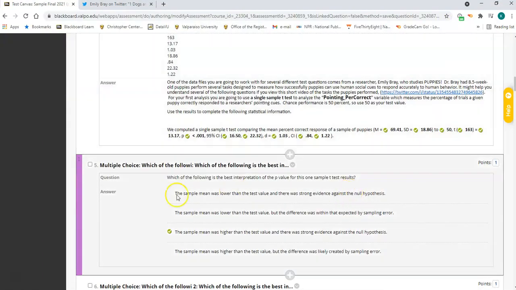And now we have to do the interpretation. This is the harder thing. This is only worth 1 point here, but this will be worth more points on the actual test. Which of the following is the best interpretation for the p-value? Well, remember, we had a crazy small p-value. So it's going to be this one. The sample mean was higher because it was 69 than the t-test, and there was strong evidence against the null hypothesis. Really strong evidence. So yeah, that's the best one of these four.